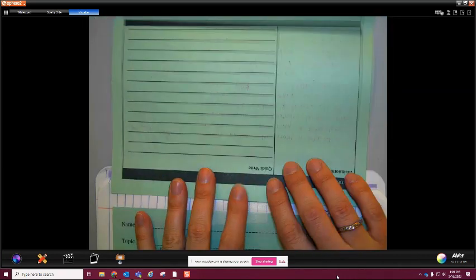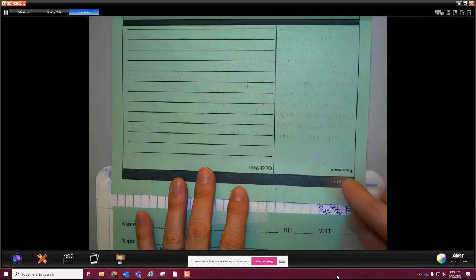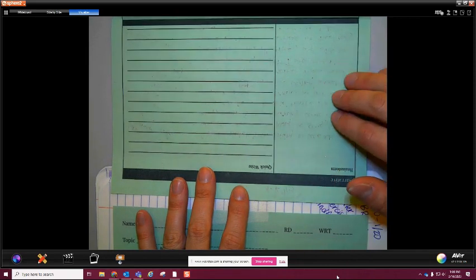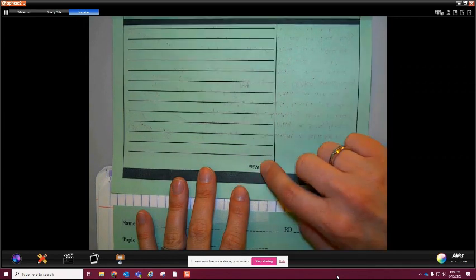On the back, which I know is not on here, we also did narrative. Narrative is a story. You're telling a story, so you need to have what story you're going to tell. You're going to brainstorm that here, and then over here you'll do a quick write.